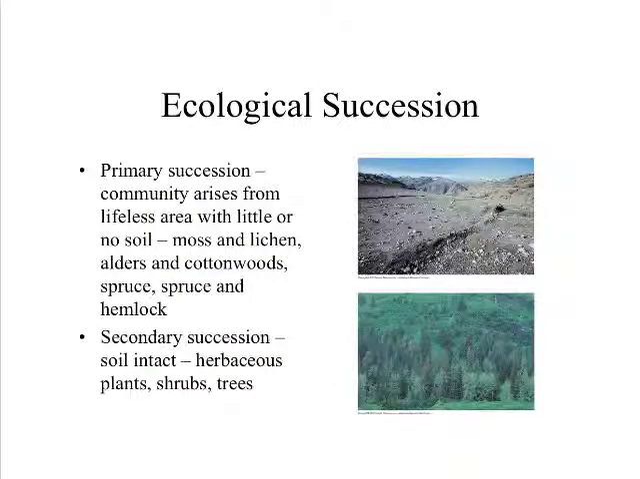Okay, so when we take a look at different communities, they are going to be established in two different possible ways in a certain area. The first way is called primary succession. This is where a community arises from a pretty much lifeless area with no or little soil. So you've got lots of dirt and rocks, but there's not really any good nutrients.